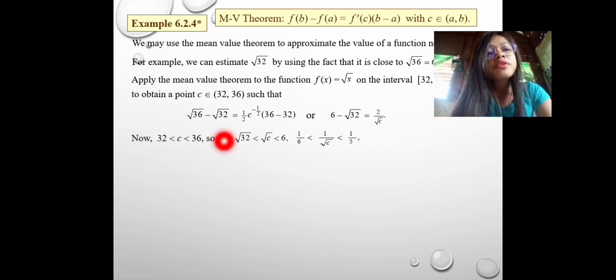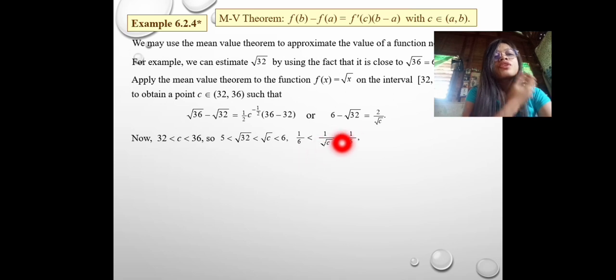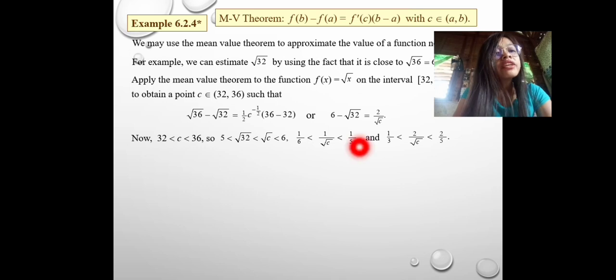Now 32 is less than c and c is less than 36, so 5 is less than the square root of 32, and the square root of 32 is less than the square root of c, and the square root of c is less than 6. 1 over 6 is less than 1 over square root of c, and 1 over square root of c is less than 1/5, and 1/3 is less than 2 over square root of c, and 2 over square root of c is less than 2/5.